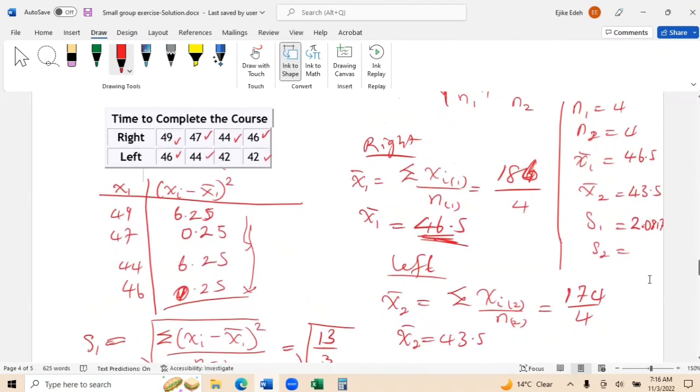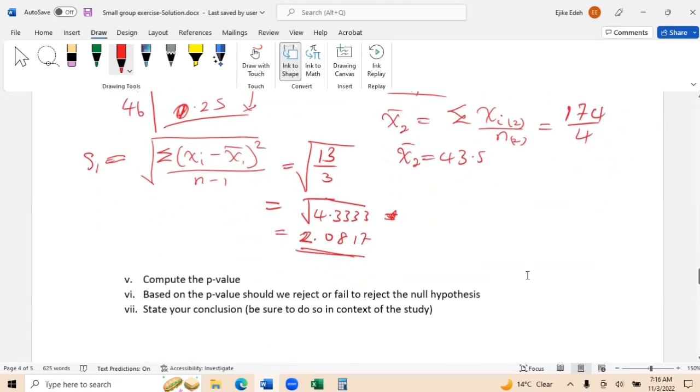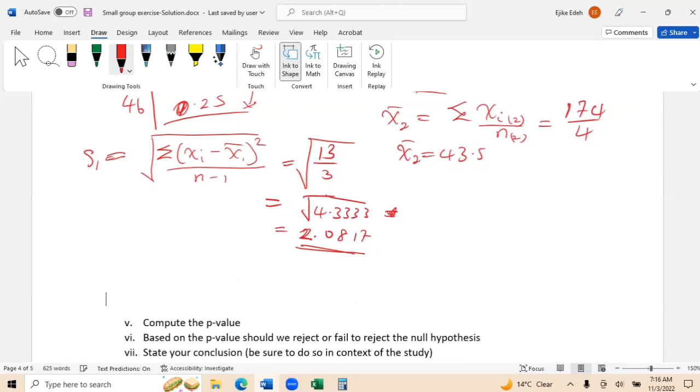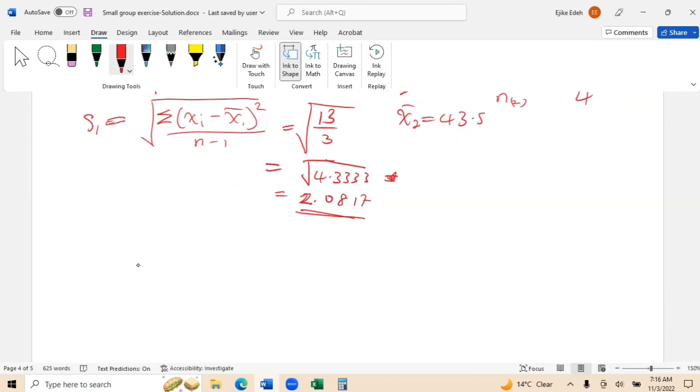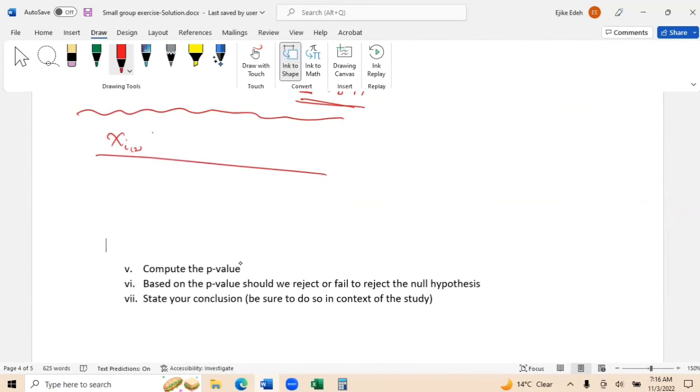Let's go ahead and get the same value for group 2, the standard deviation for group 2. Already we know that the mean is 43.5. So let's create another table for group 2. For group 2, we have the following data set: 46, 44, 42, and 42. We're going to find the standard deviation for that.